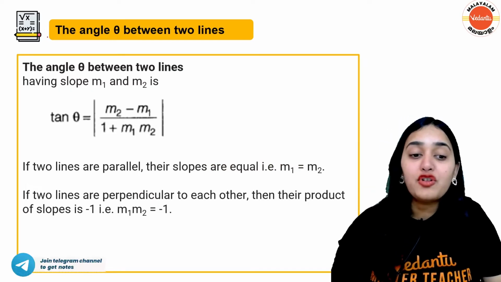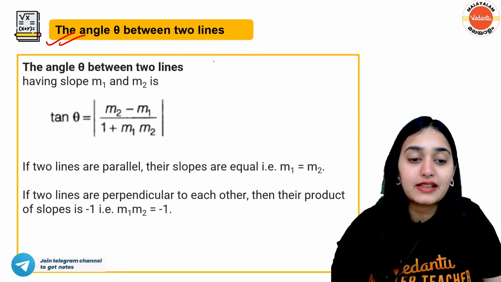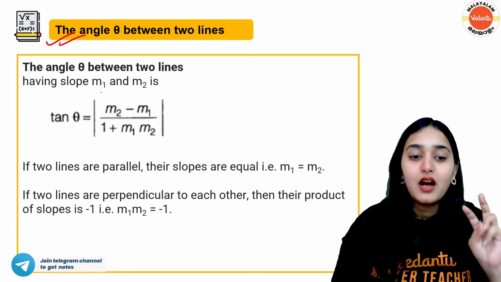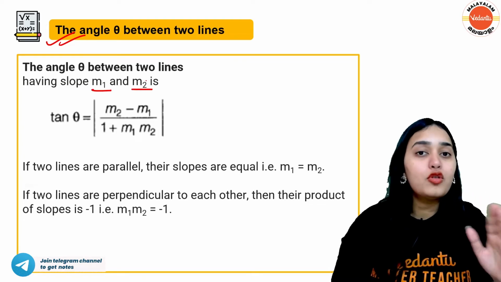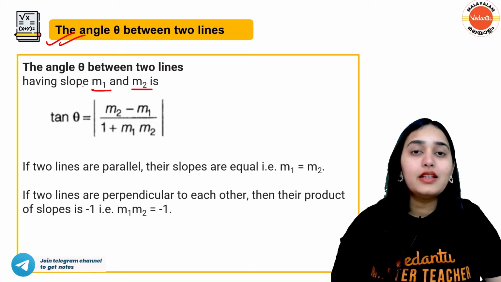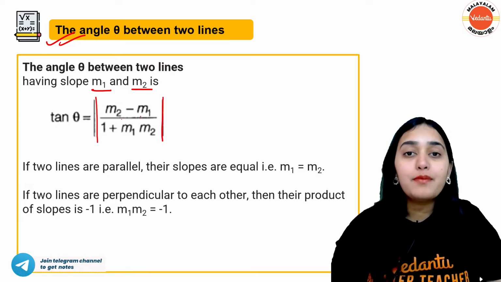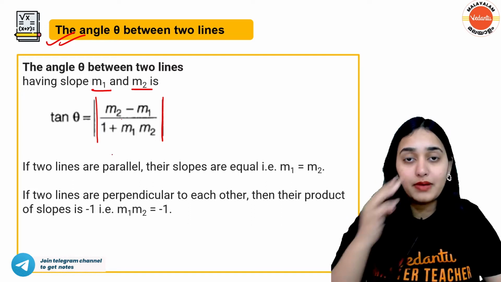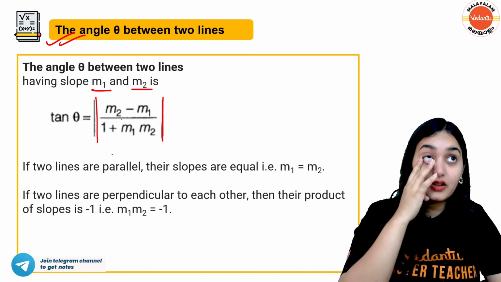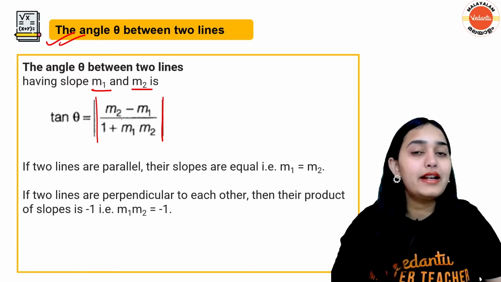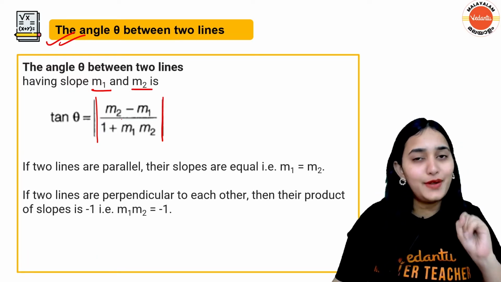Next is how to find the angle between two lines. Suppose you have two lines whose slopes are m1 and m2. Then the formula for the angle between the two lines is mod of (m2 minus m1) upon (1 plus m1 m2). This is how you can directly find the angle between two lines.